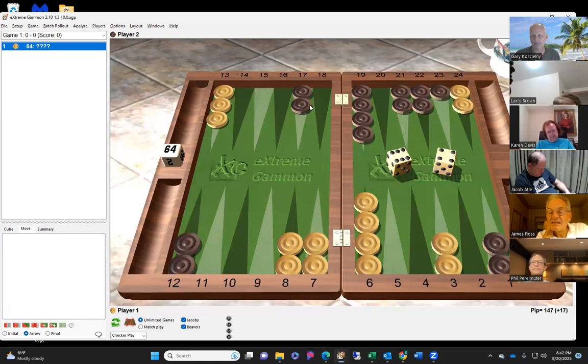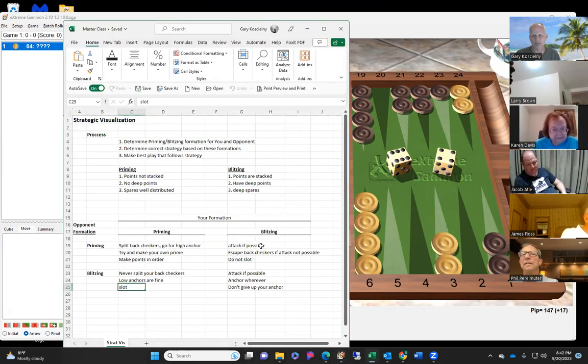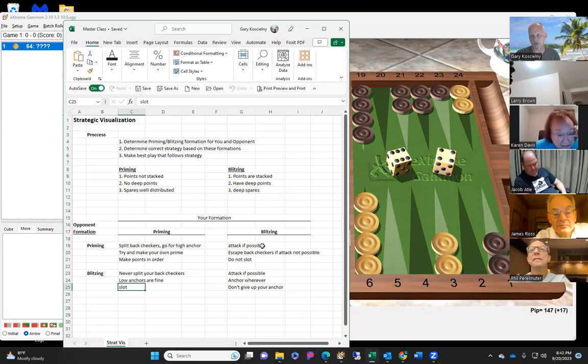What about black? Blitzing. Yeah, black is clearly blitzing too. Also has the 3-point and also has a blot on the 2-point. So it's blitzing versus blitzing. I don't think we've looked at one of those before, so let's review the strategy if it's blitzing versus blitzing.